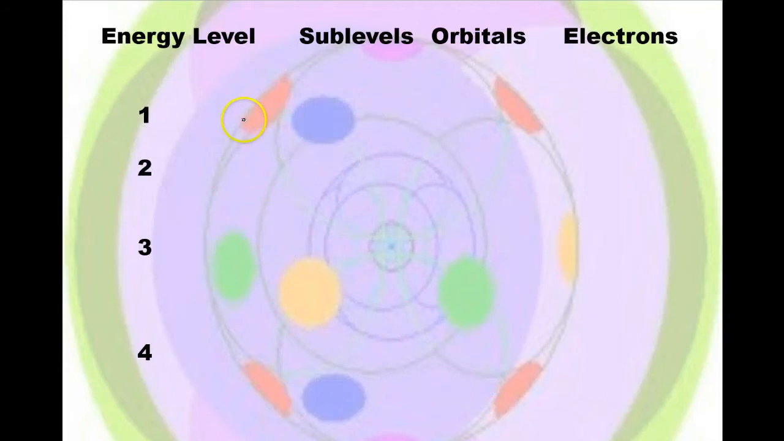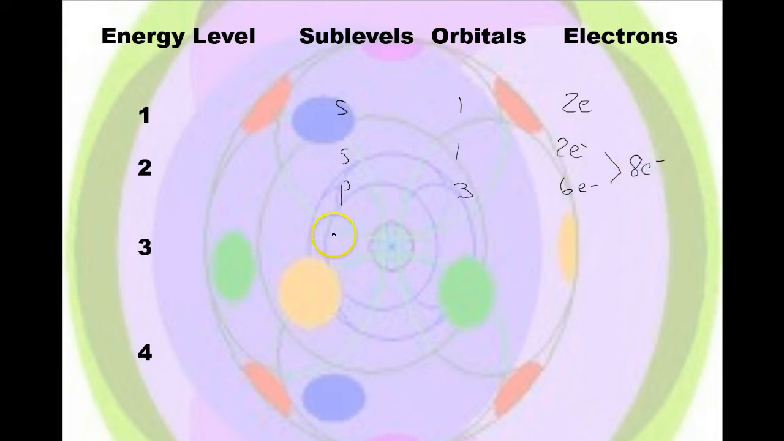So let's take a look at this. In the first energy level, we only have 1 sublevel, which is the s. It has 1 orbital, and that 1 orbital can have 2 electrons. In the second energy level, we have 2 sublevels, the s and the p. In the s, we have 1 orbital with 2 electrons. In the p sublevel, we have 3 orbitals with 6 electrons. And so in the second energy level, that gives us a total of 8 electrons.